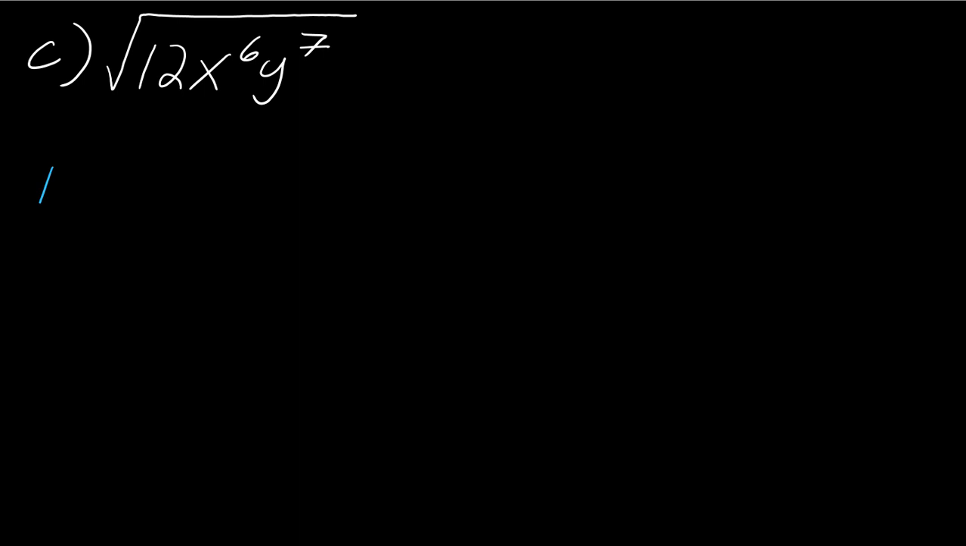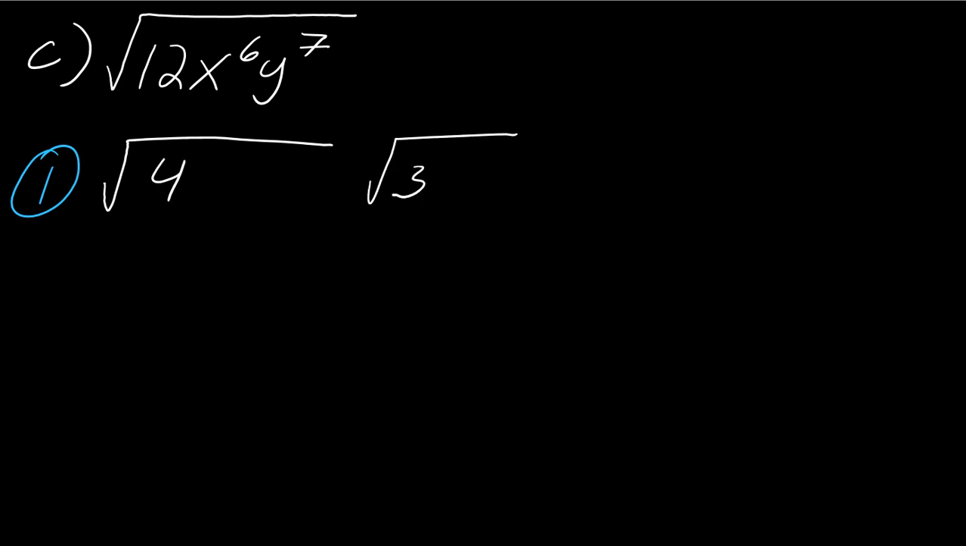Okay, so if I go with way 1, here's why I like way 1. I know that for 12, I need to find the biggest square that goes into 12, which is 4. So I'm going to have square root of 4 and then square root of 3. Now I'm going to just keep going with this.